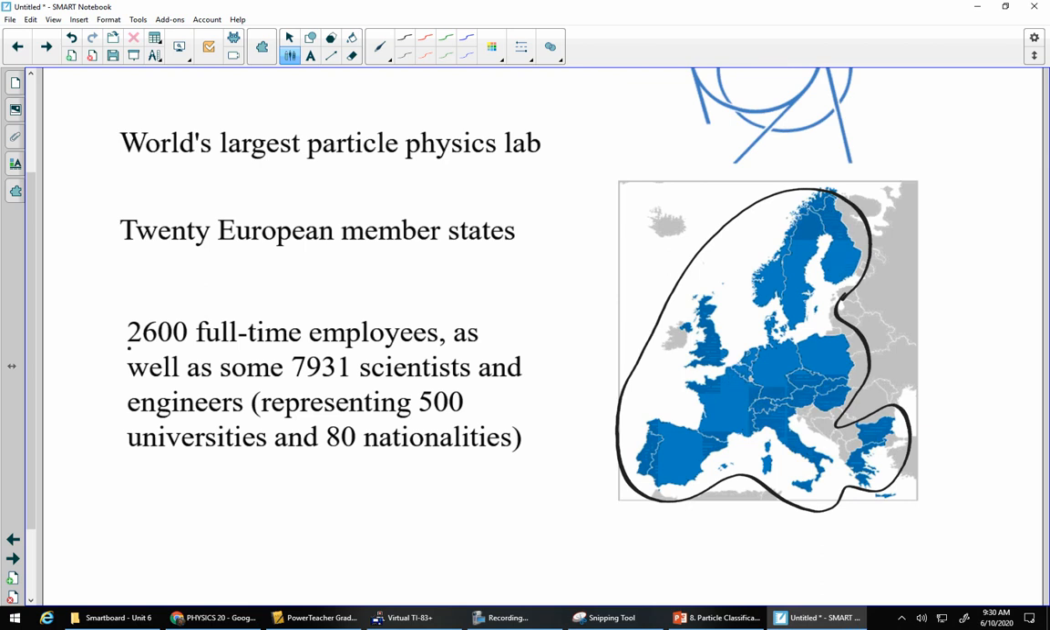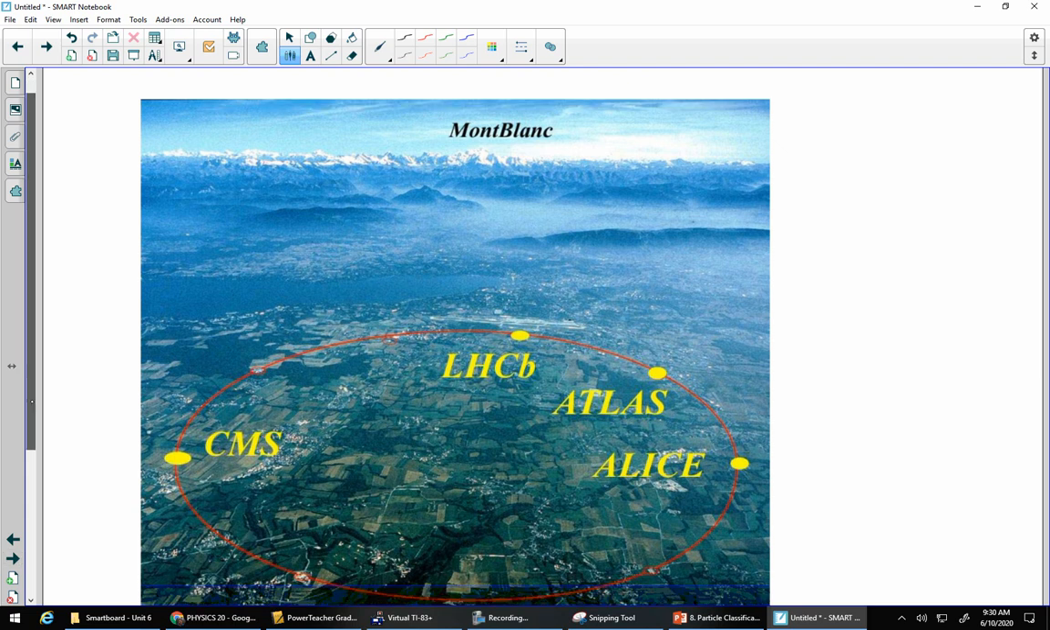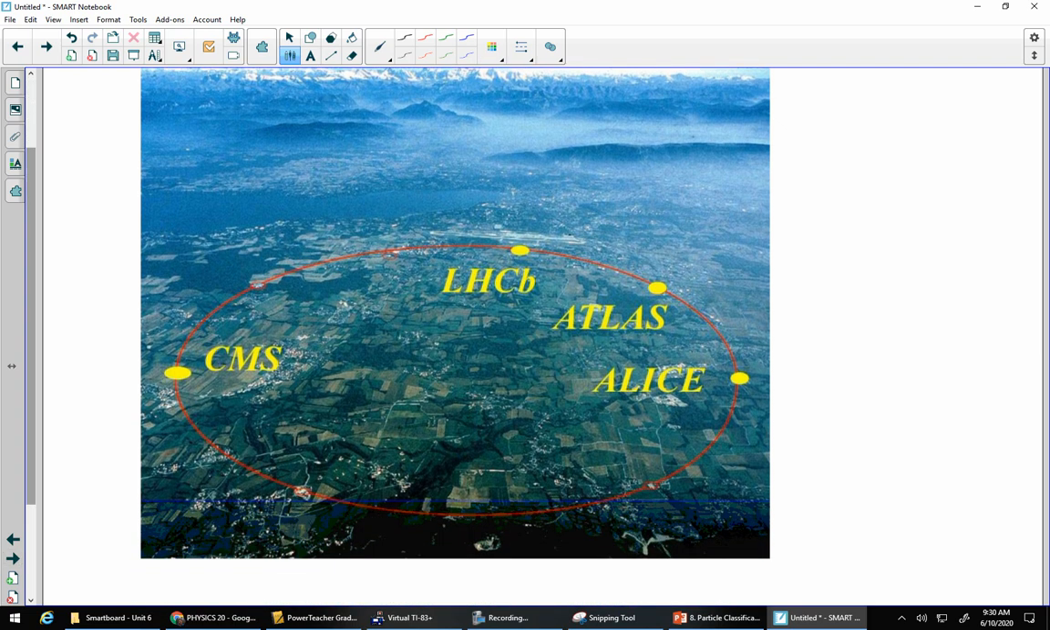But together they have 2,600 full-time employees, and this is probably old stats too, as well as 7,900 scientists and engineers from around the world. They represent 500 universities and 80 nationalities, so 80 countries from around the world, which is pretty cool. It's all these people working together using CERN and the Large Hadron Collider and the particle accelerators to learn and to work together. I think that's just so cool.